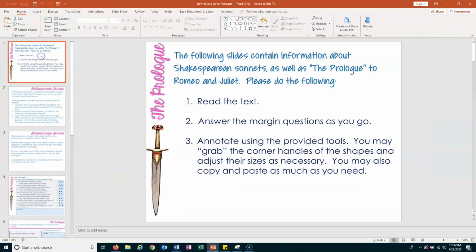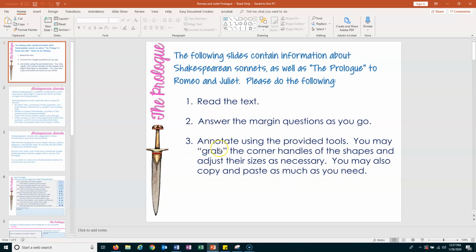For this assignment, what you're going to do is read the prologue, which is actually on the slide. The prologue is a very brief, short piece, actually a sonnet, a brief introduction to Romeo and Juliet that gives you the setting. A prologue is something that comes before the story, or before a movie, or in a book, it's the very beginning.